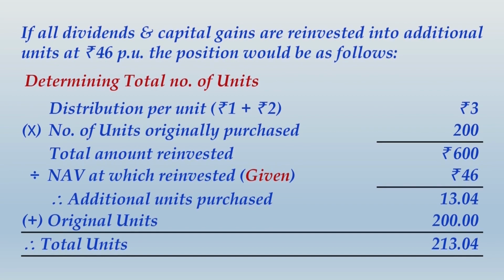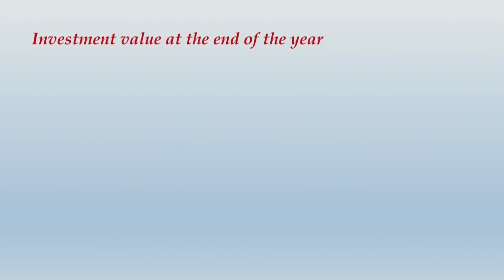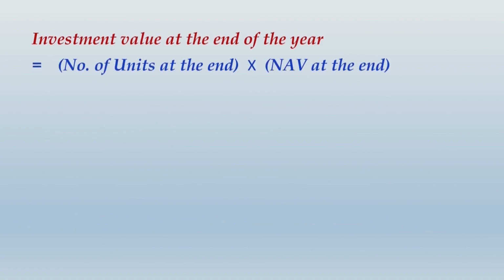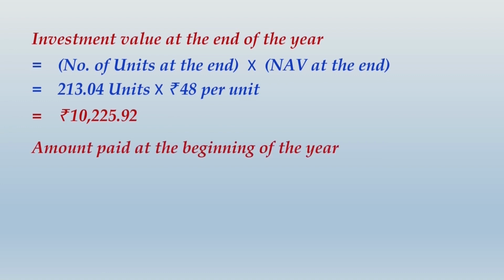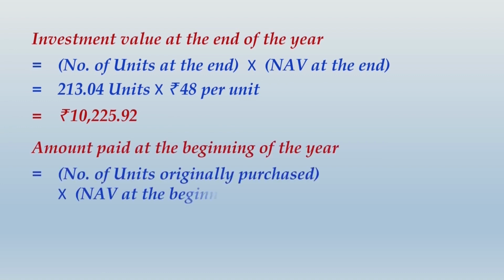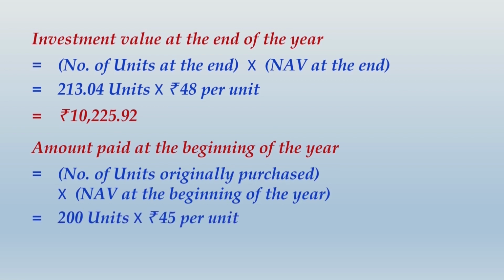Alright friends, once you have finished writing this much, let us move ahead and make the calculations further. Investment value at end of the year will be number of units at end into NAV at the end of the year, and that will be 213.04 units multiplied by 48 per unit. That comes to rupees 10,225.92. Amount paid at the beginning of the year will be original number of units that were purchased, that were 200 units multiplied by NAV as on that date. That will be 200 units multiplied by rupees 45 per unit, and that will be rupees 9,000.